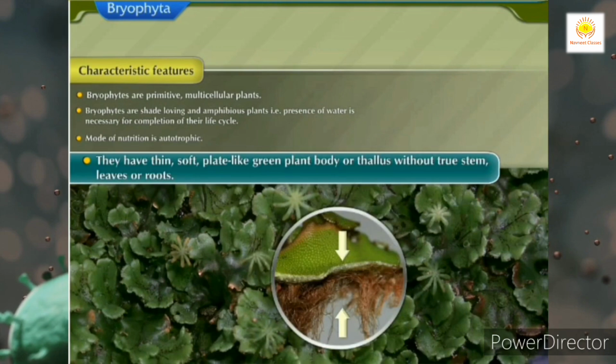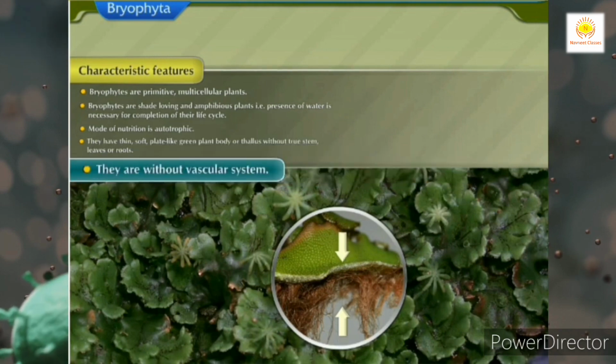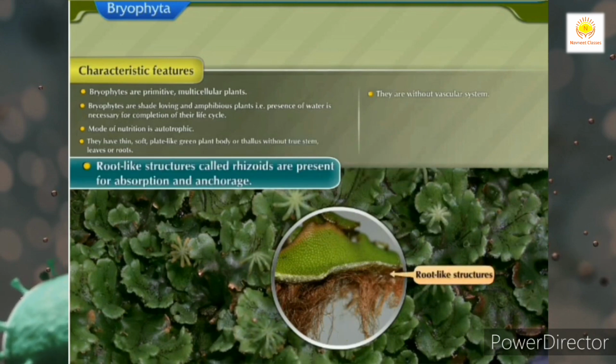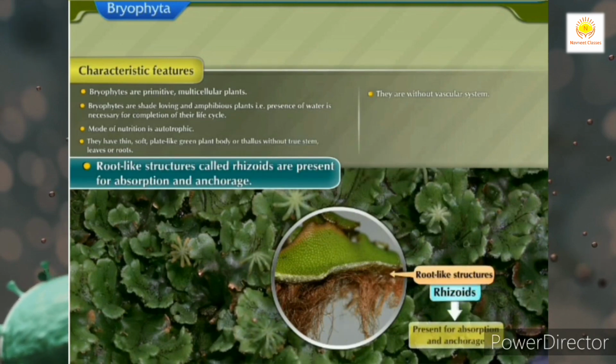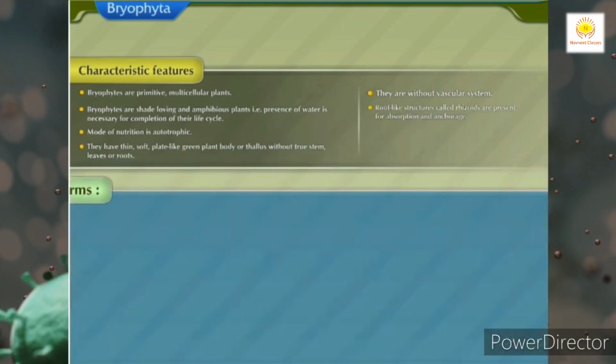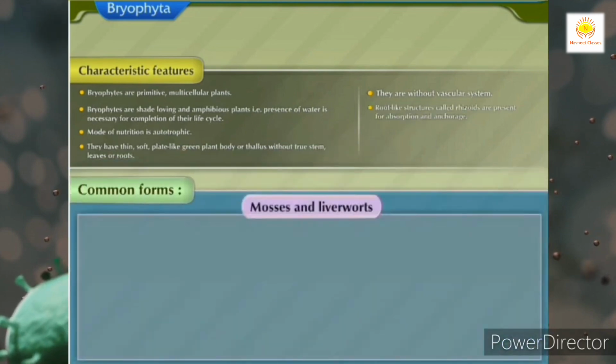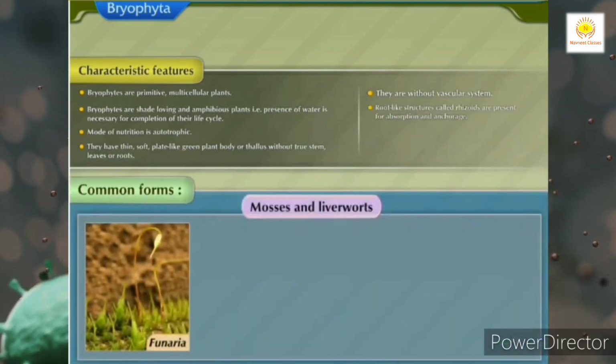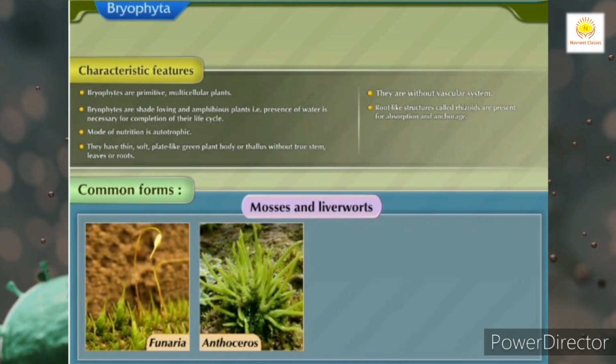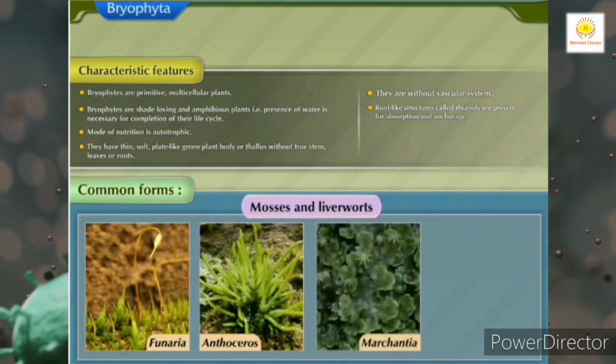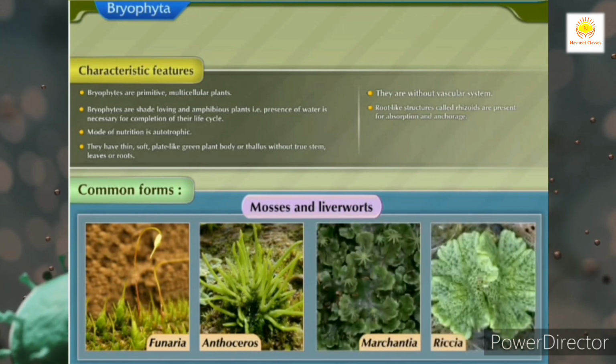They have thin, soft, plate-like green plant body or thallus without true stem, leaves or roots. They are without vascular system. Root-like structures called rhizoids are present for absorption and anchorage. The common forms are mosses like Funaria and Anthoceros and liverworts like Marchantia and Riccia.